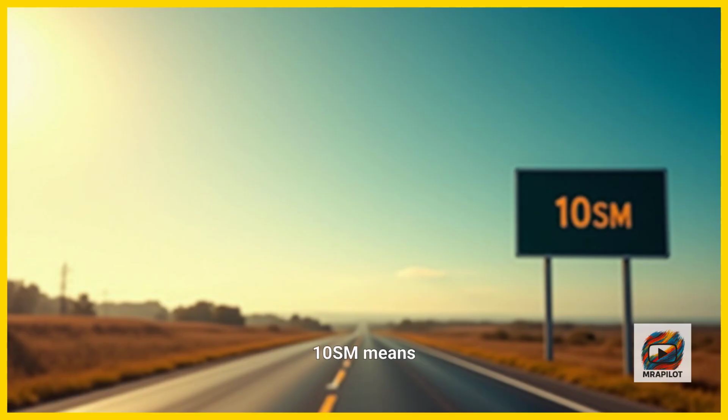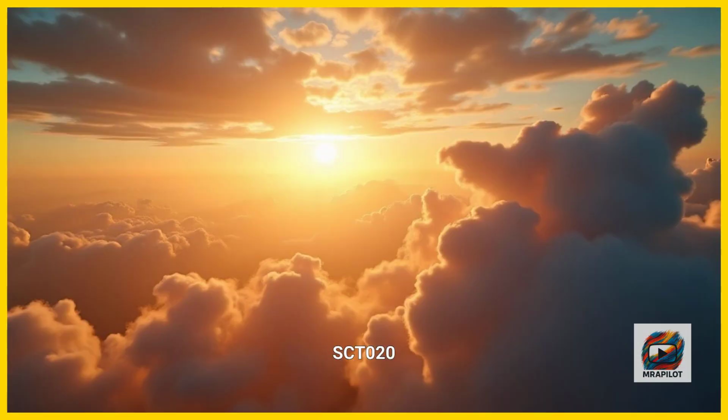28012G18 KT is the wind, from 280 degrees at 12 knots, gusting to 18 knots. 10 SM means visibility is 10 statute miles. SCT 020 BKN 080 describes the clouds, scattered clouds at 2000 feet, broken clouds at 8000 feet.